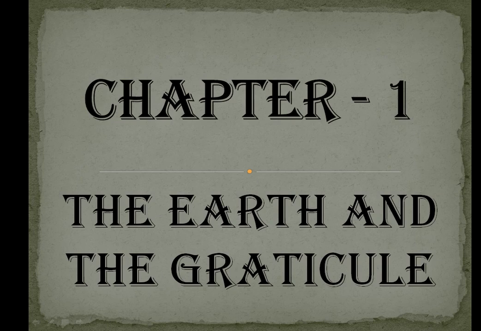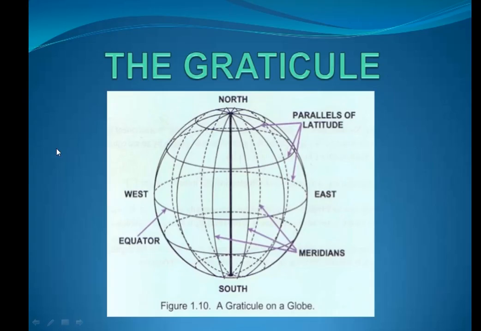First we will see what is a graticule. You can see the figure of the graticule here. It means a network of lines. Just look at the figure, how the network of lines is shown, representing the meridians. See, the meridian lines are given and the parallel lines are also given, on which a map can be represented.